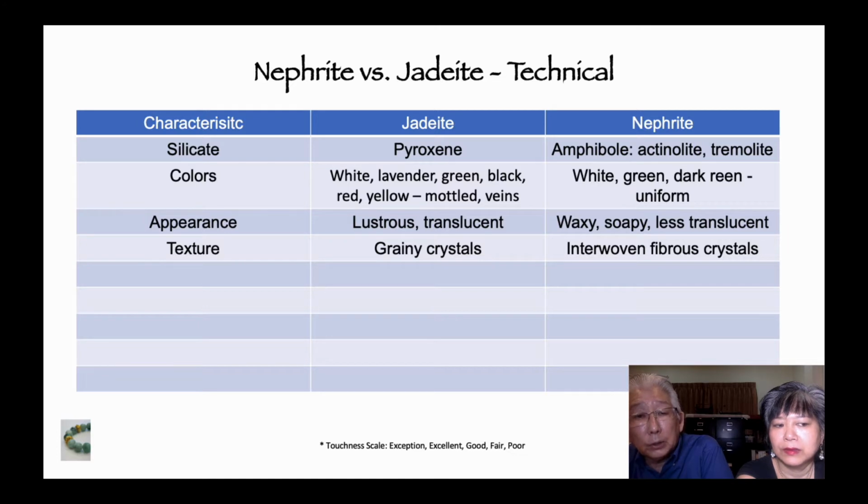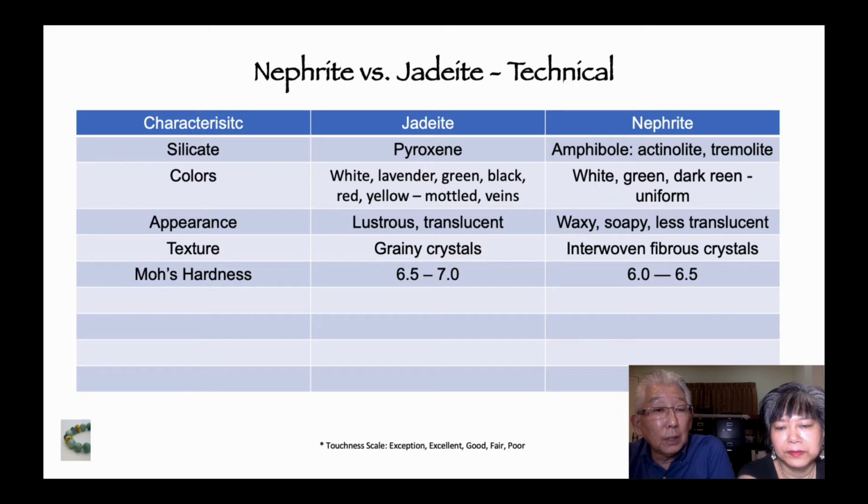And that texture is very important because of the interwoven fibrous crystal, that's why they could use nephrite as a tool. Jadeite, not really tool material. I mentioned before that, we'll get into that, but that's why this interwoven characteristic is important. Mohs hardness.